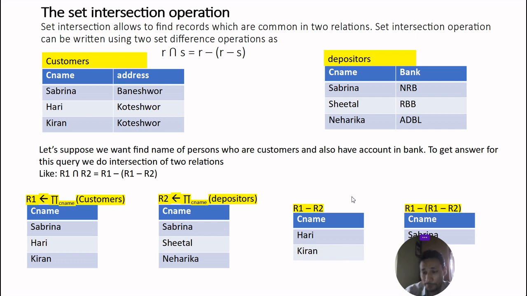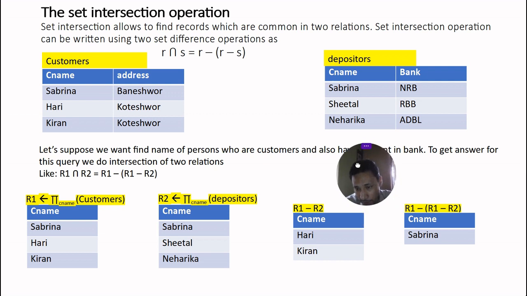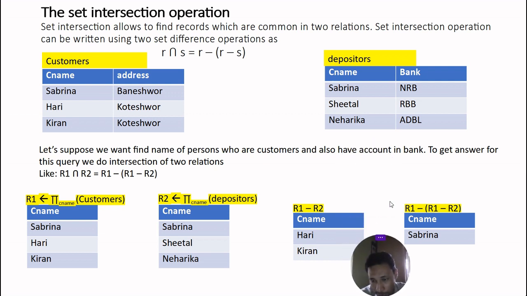After that we will be doing the set difference between R1 and R1 minus R2. R1 has Sabrina, Hari, Kiran, and R1 minus R2 has Hari and Kiran. The only record which appears in R1 but not in R1 minus R2 is Sabrina. So the result is Sabrina.